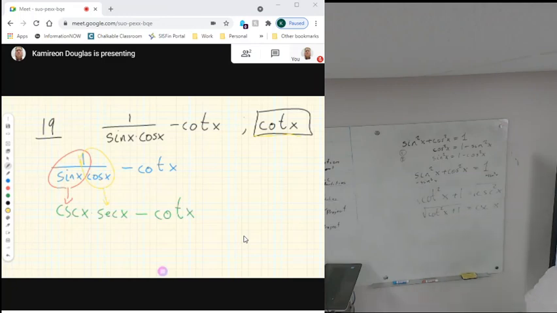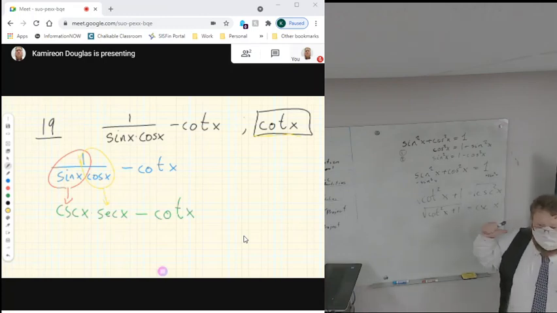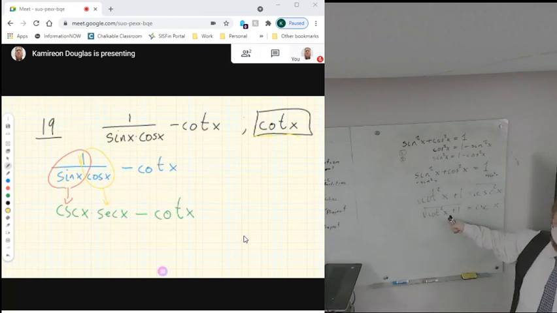You may think that looks worse. Long-term goals, guys. Long-term goal, get it in terms of cotangent. That's in terms of cotangent. Golden. Remember, I told you you don't have to simplify these as long as you get them in terms of cotangent. So what do I do over here?